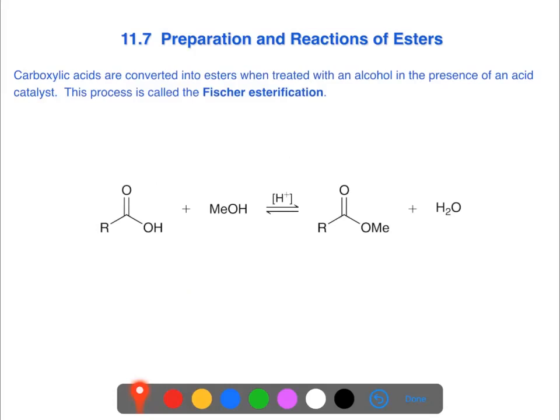Now, another common method to convert carboxylic acids into esters is known as Fischer esterification. In Fischer esterification, we take the carboxylic acid and react it with the alcohol, which will eventually be the alkyl group of the ester, and we must carry out this reaction in the presence of an acid catalyst. So the net result of a carboxylic acid reacting with an alcohol in the presence of an acid catalyst is to produce the ester and a molecule of water. So let's look at this mechanism in a little bit more detail.